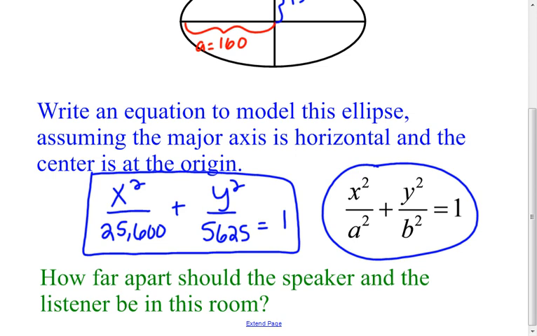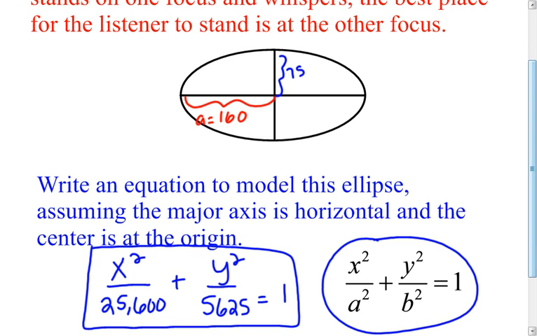Okay, and then the next part to this, how far should the speaker and the listener be in this room? And remember, it told you that the speaker and the listener should be at the foci, the two foci. So I have a focus here, let's say, and I have a focus here. And I'm just really totally estimating where those foci are placed, okay? So here's what you need to know. Remember how I told you if this was 160, I can also tell you that when I connect my foci to my minor axis, this is also 160, okay?